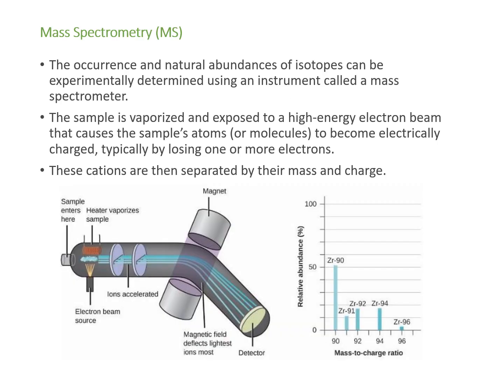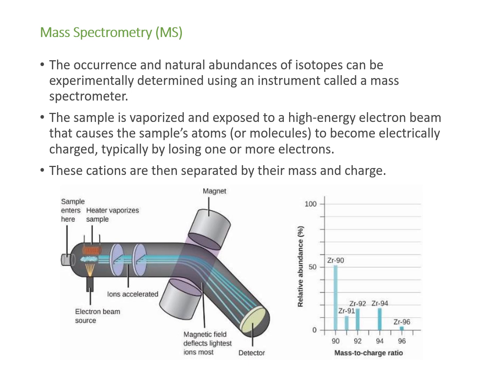So now when we're looking at cations and anions and the different charges, how that helps us in the clinical lab is to understand the concept of mass spectrometry. Within mass spectrometry, the occurrence and natural abundances of isotopes can be experimentally determined using an instrument called a mass spectrometer. What you do is take the sample and enter it into the analyzer. The sample is vaporized and exposed to a high-energy electron beam, which causes the sample's atoms or molecules to become charged.